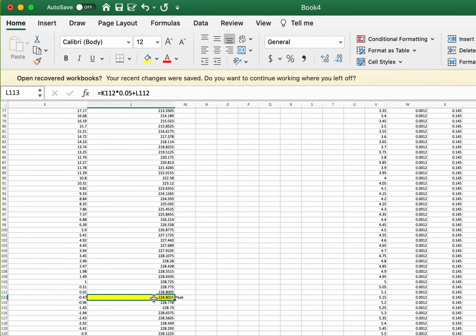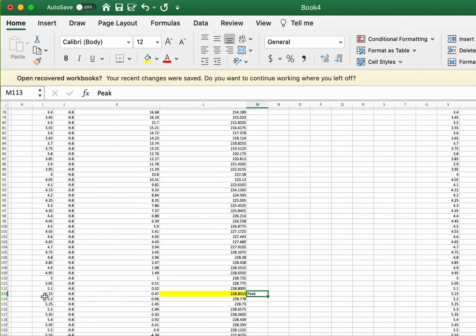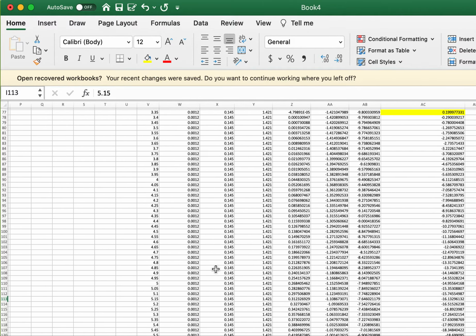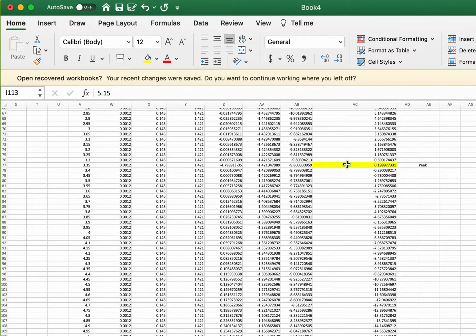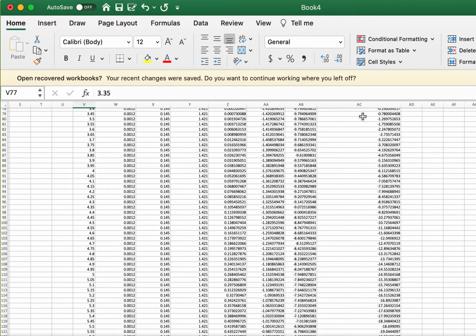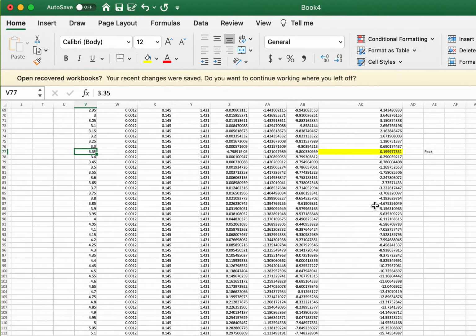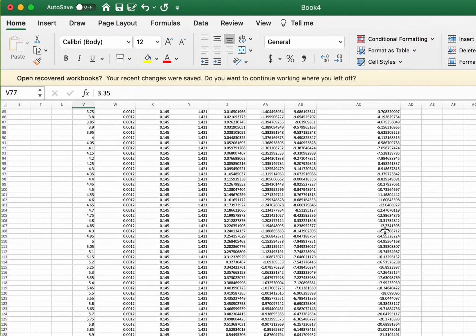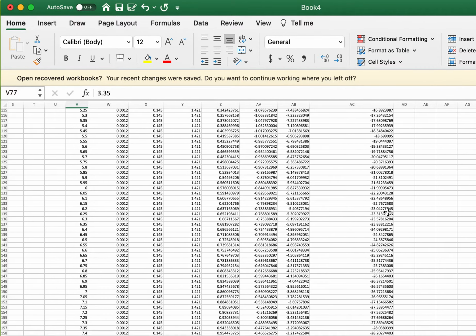So using no drag, the peak occurred at 5.15 seconds. Over here it looks like our peak is occurring much sooner. Because of the effect that the drag has on the projectile, at 3.35 seconds we reach the peak. Alright, then our velocity does start to go down, in a downward direction. And it's picking up speed, right?